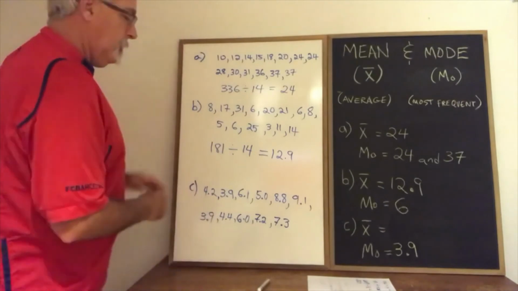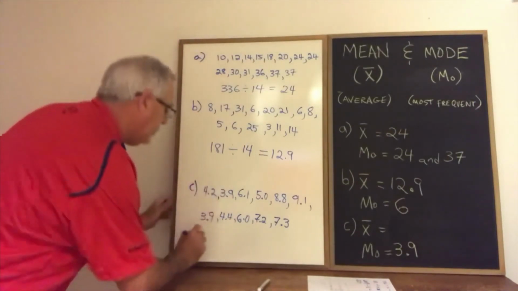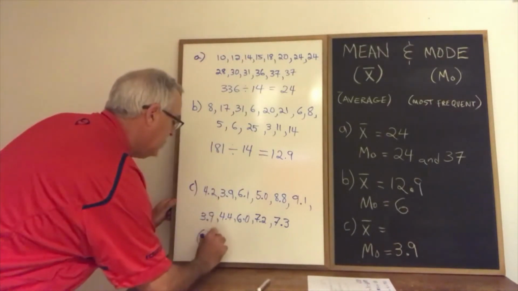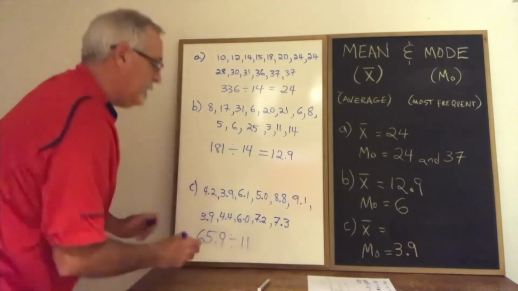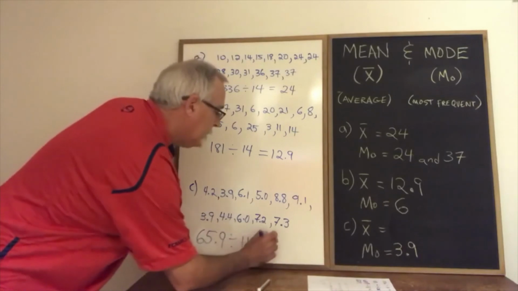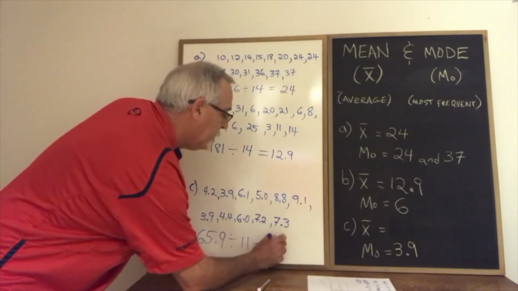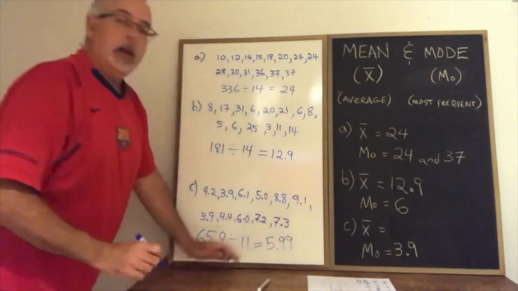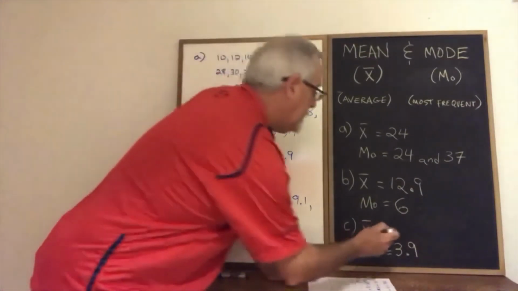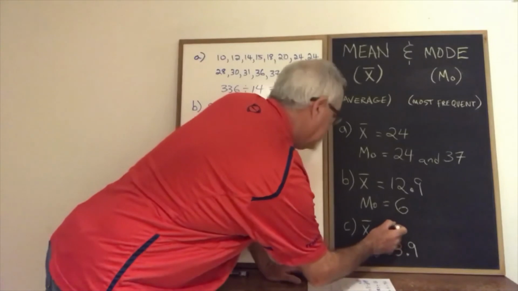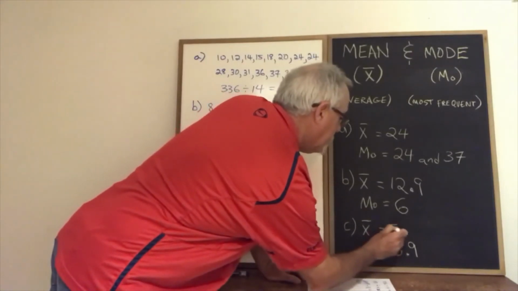For C, the total of all the numbers is 65.9. But this time there were only 11 numbers, so I'm dividing by 11. And the answer is 5.99. Again, if you have to round, you round it. The mean, the average of C is 5.99.